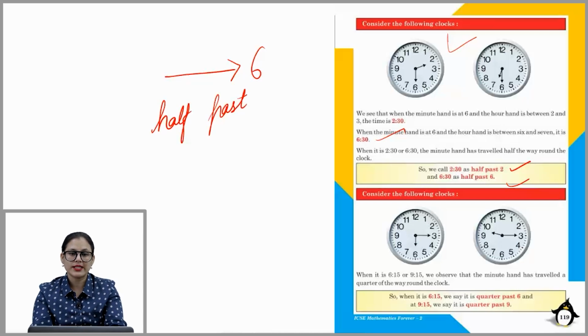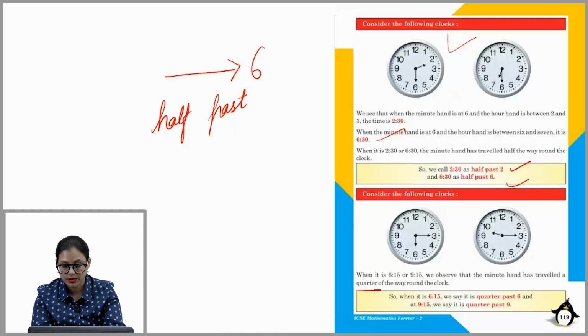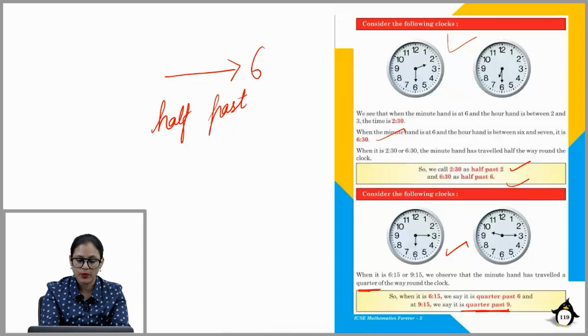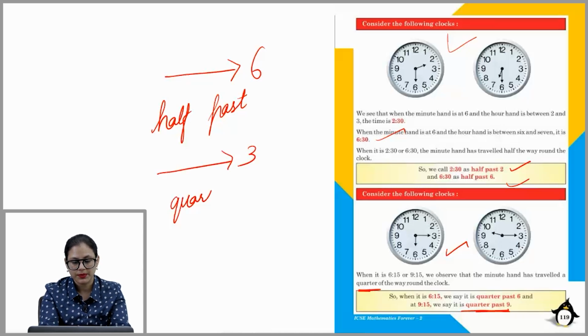Now consider the following clocks. See, when it is 6:15 or 9:15, we observe that the minute hand has travelled a quarter of the way round the clock. So when it is 6:15, we say it is quarter past 6, and at 9:15, we say it is quarter past 9. So remember, whenever the minute hand is at 3, we write quarter past.